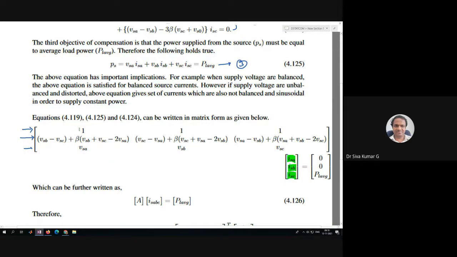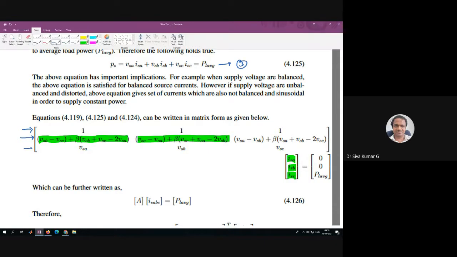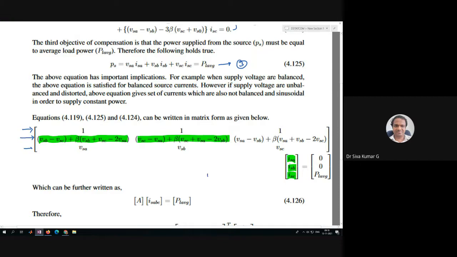We know about these values. We know the voltages at the PCC. P anyway. Beta is the tan inverse of tan phi by root 3, where phi is the desired power factor. The desired power factor may be unity also. In that case phi becomes 0, tan 0 is 0, and 0 by root 3 is 0. We can substitute 0 for the desired power factor, or you can decide whatever it may be.